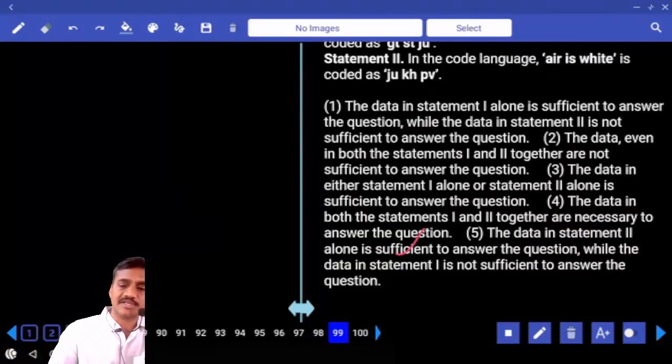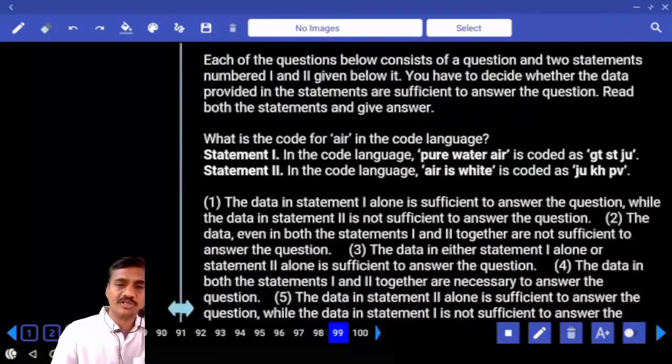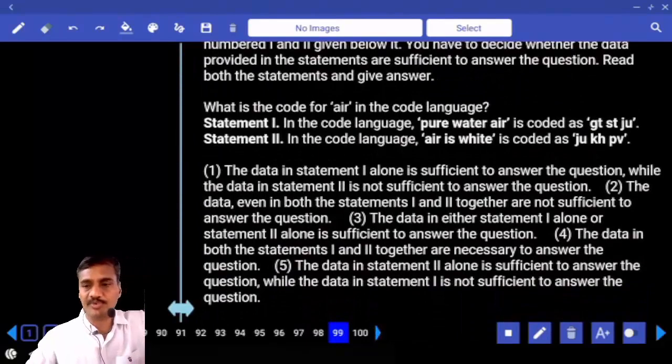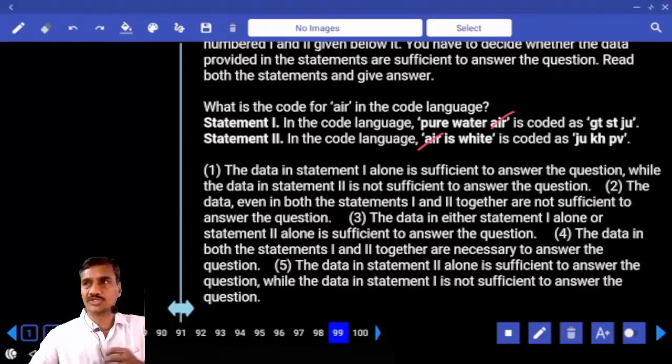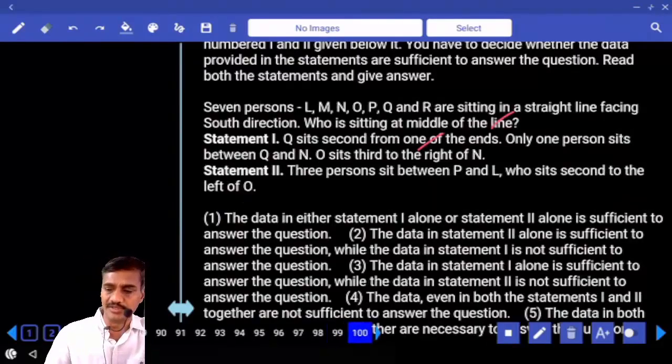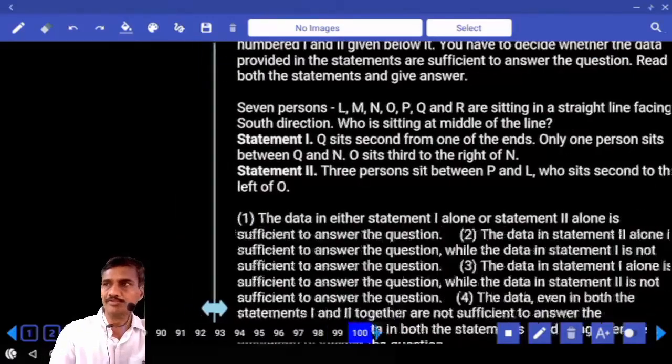Then coming to 99. Now it is based on coding and decoding. Now what is the code for air? Pure water air, air is white. Now what is the word that is common? Air is the only word that is common. As air is the only word that is common, you will have a common code, and the code for air can be identified or not? Yes. Hence both the statements are required, 99. Then 100.